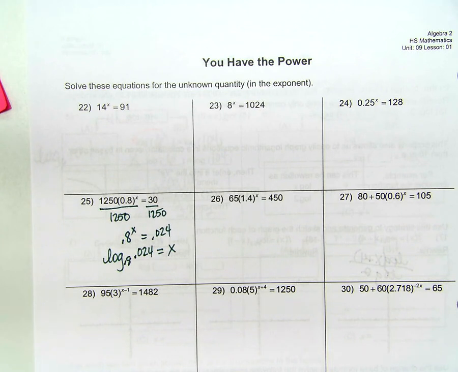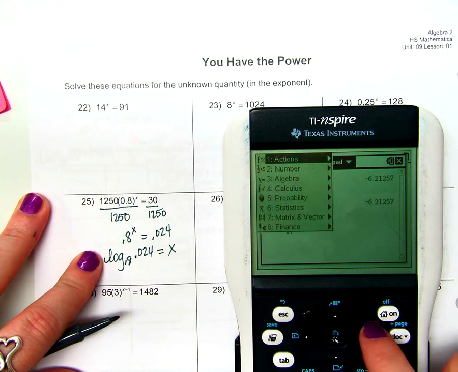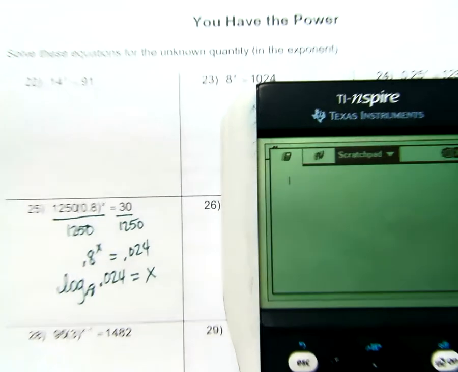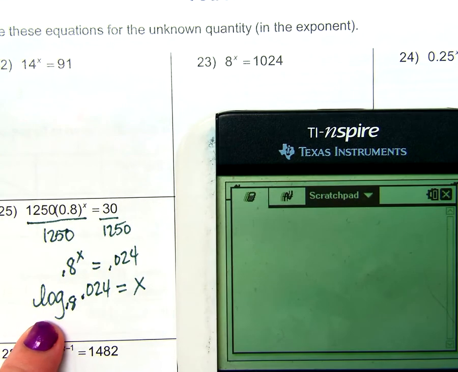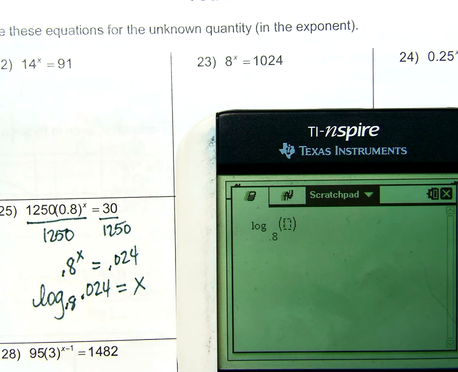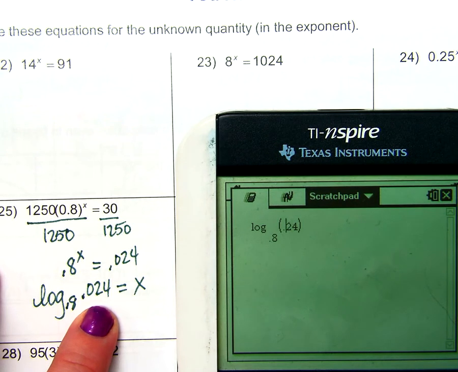Because of the technology that we are required to use and that we can use, we are going to solve it that way. Menu, I want to clear everything out. Let me show you what it looks like. Log base 0.8. See how I can put the base in? You couldn't used to do that. And I'm not saying in the dark ages when I was using calculators, because that's a joke, in more ways than one. Of 0.024, and then all I have to do is press enter.